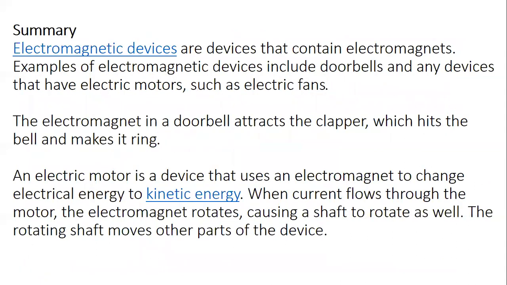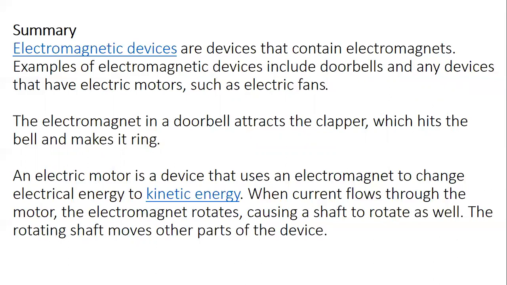Let's summarize. Electromagnetic devices are devices that contain electromagnets. That sounds simple enough. Examples of electromagnetic devices include doorbells and any devices that have electric motors, such as electric fans. As you look around your house, please notice any devices that are electromagnetic devices. You will know that it will be an electromagnetic device if it has to be plugged in to be used.